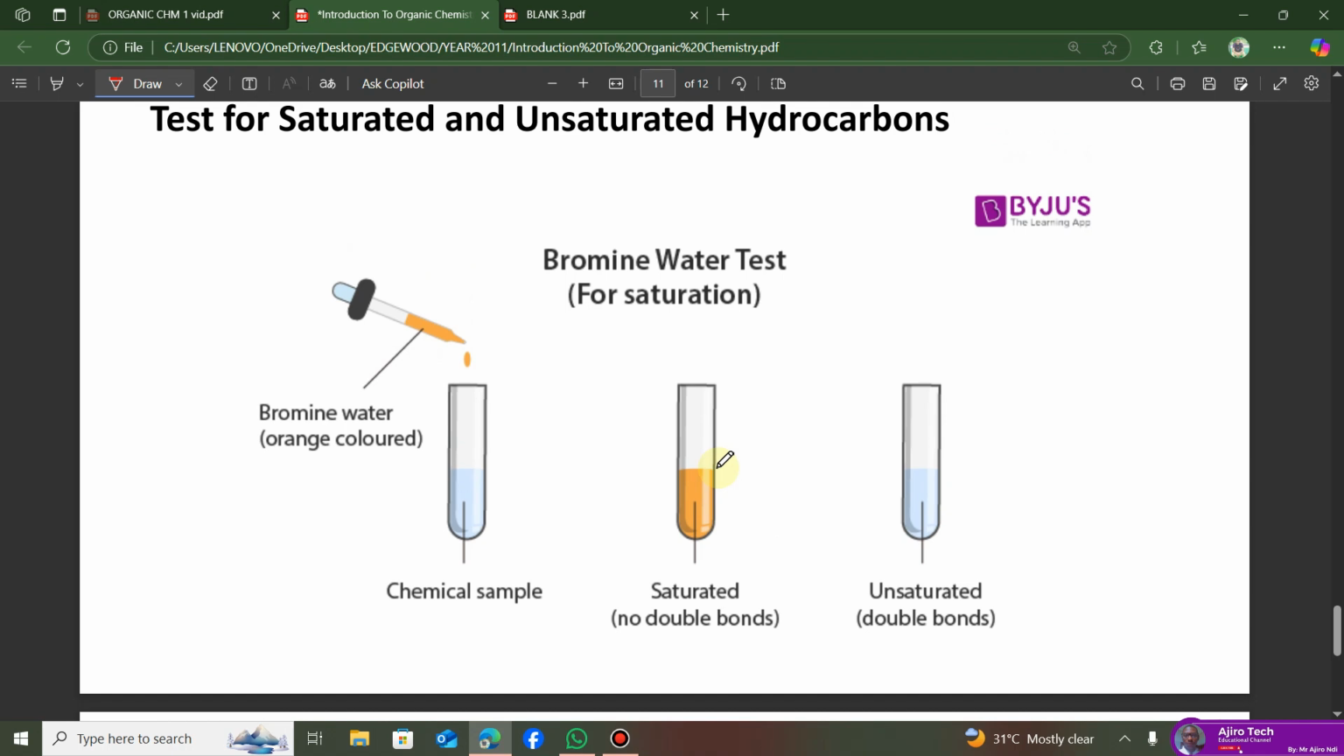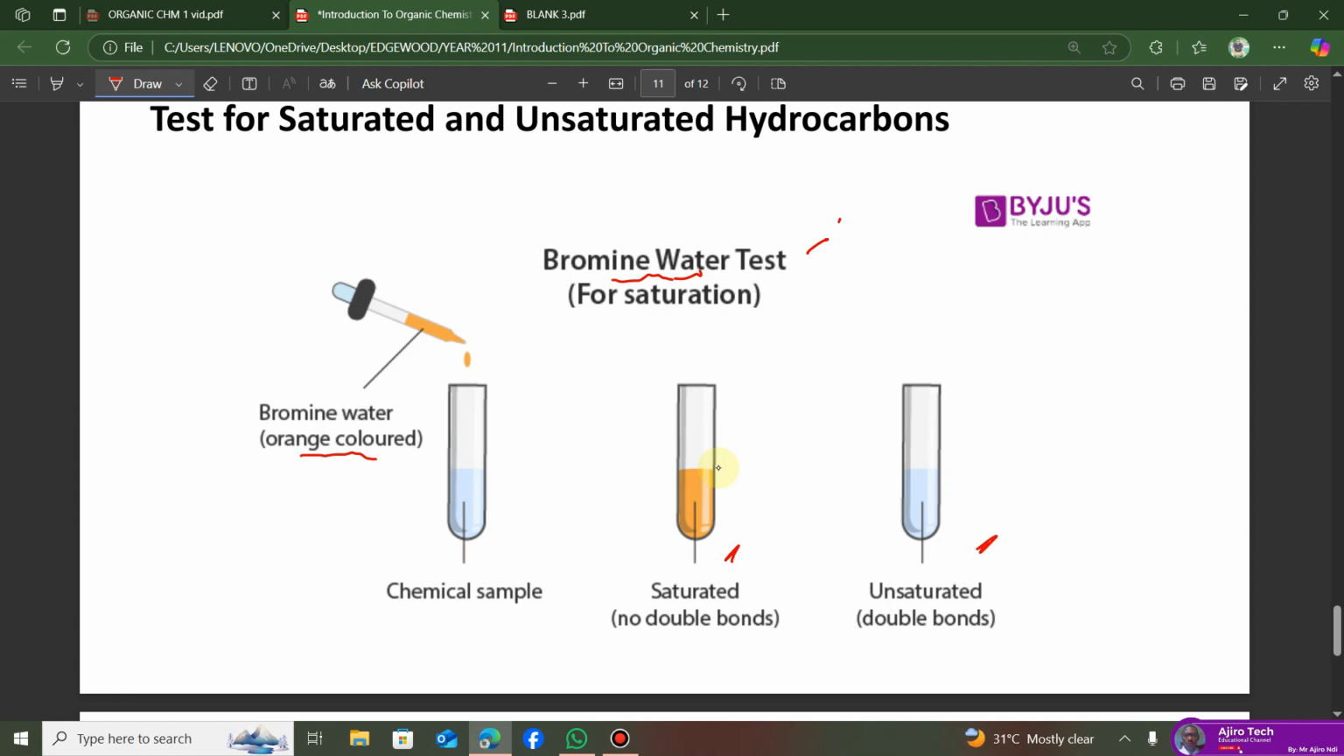This test is extremely important. You need to know this test. So the name of the test is called bromine water test, or we could say aqueous bromine test, or whatever name you want to call it. Bromine water test is the name of the test. Bromine water has an orange color. So we're going to test each of these compounds, whether saturated or unsaturated, with this bromine water.